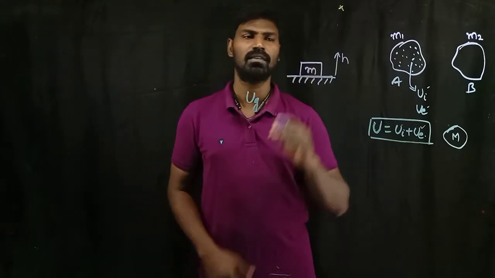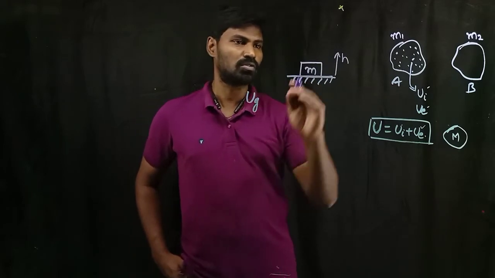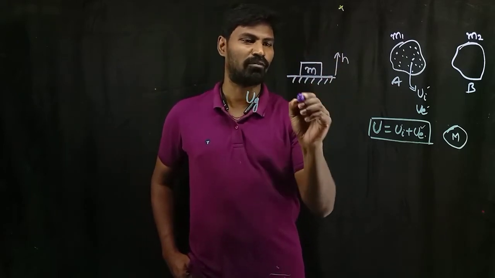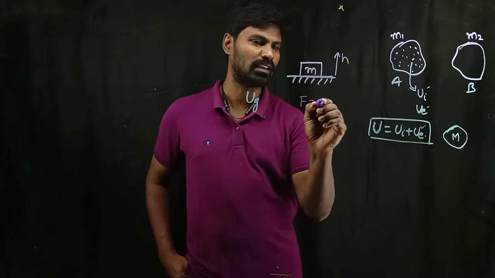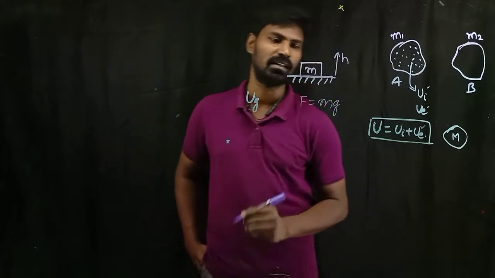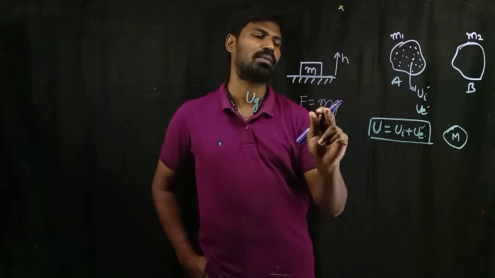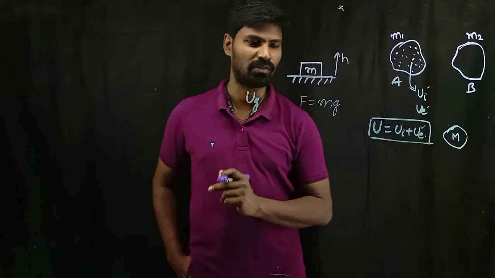Without performing the work, this body cannot move upwards, because gravity is pulling it downwards. So to move it upwards, I need to apply a force whose magnitude is equal to mg, because here I am not imparting any kinetic energy to the particle. Slowly I am moving it, so at every instant the applied force magnitude is equal to the gravitational force.